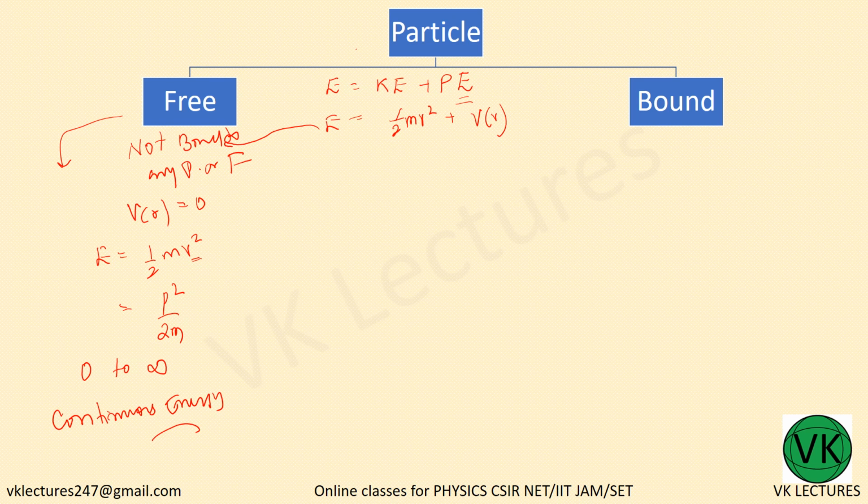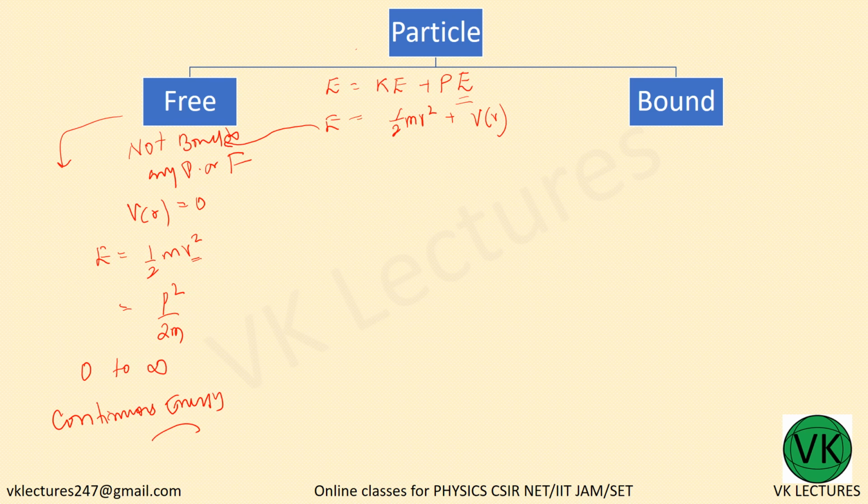Why? Because velocity can have all values from 0 to infinity. Similarly, this p square or v square value is also from 0 to infinity. Thus energy is positive, from 0 to infinity, any energy, so it is continuous.